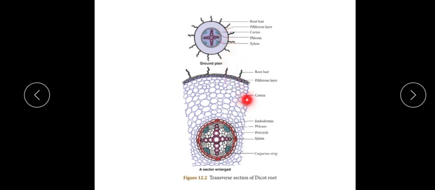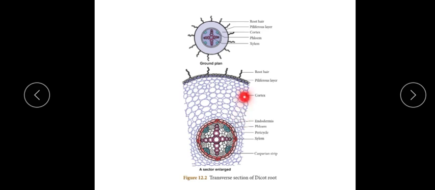I repeat once again. You can see a single layer of epidermis. From the epidermis you can see the root hair emerging. Epidermis is otherwise given the term epiblemma or piliferous layer. Okay, a single layer. Below that you have the cortex layer, which is going to be many layered.